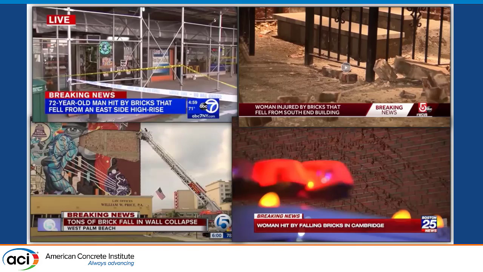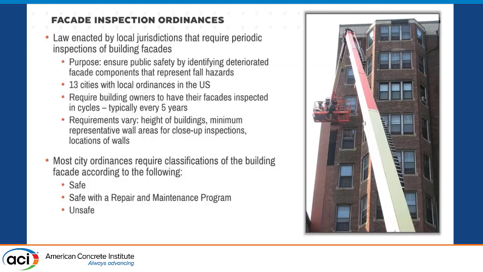I'm not sure if there are statistics on the number of times that pieces of brick have fallen on the street, but it's not uncommon to see news about bricks falling. This is just an example of a news report showing how a piece of brick fell from the facade and caused damage, or even, which is worse, hurt people. So, in response to this risk of a piece of facade falling on people, the cities have enacted what are called facade inspection ordinances.